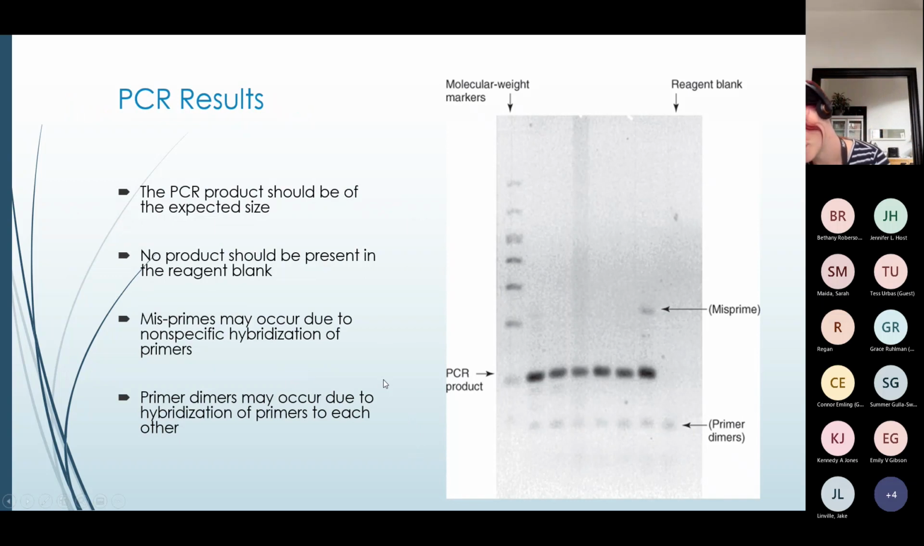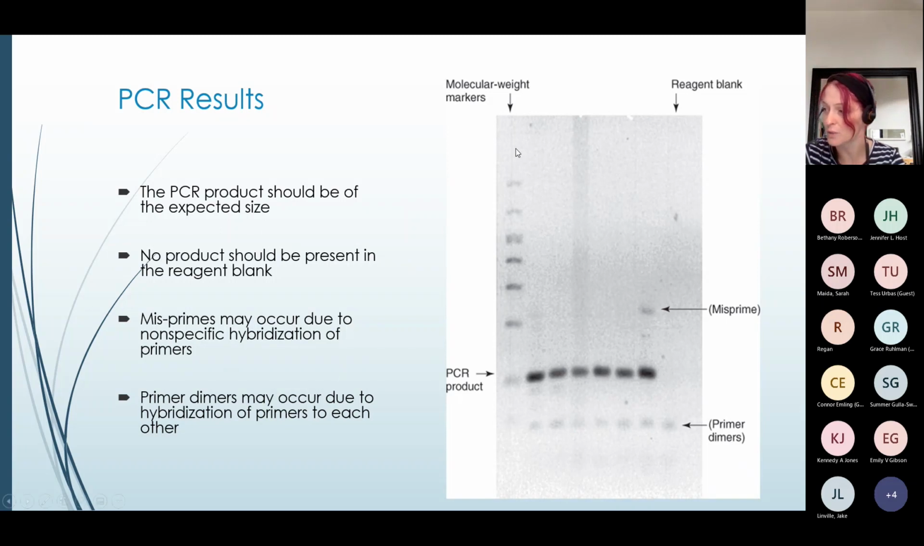Anyway, so PCR results. The PCR product should be of expected size. We don't run gels anymore, but I guarantee you need to know how to read a gel. On my exam through ASCP, I had gels that I had to read on my test. So you should know how to read a gel.